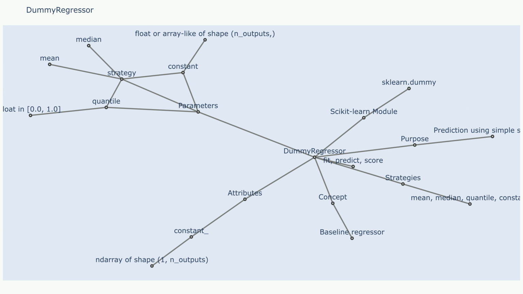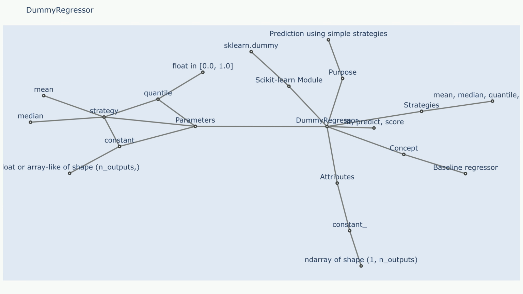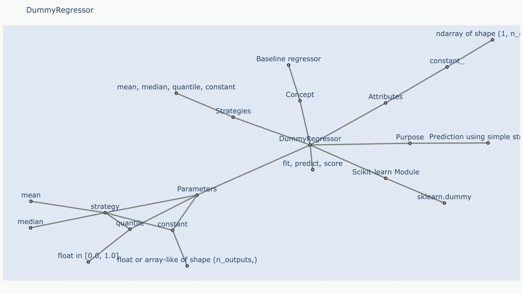3. Strategy constant predicts a constant value specified by the constant parameter. This strategy is useful for testing specific scenarios or when a predetermined value is expected. 4. Strategy quantile predicts the specified quantile of the target variable for all samples. This strategy is useful for scenarios where you want to predict a specific percentile of the target distribution.